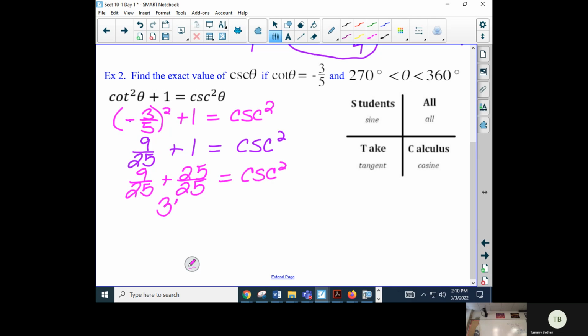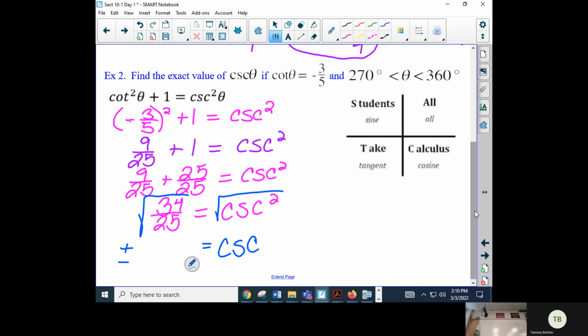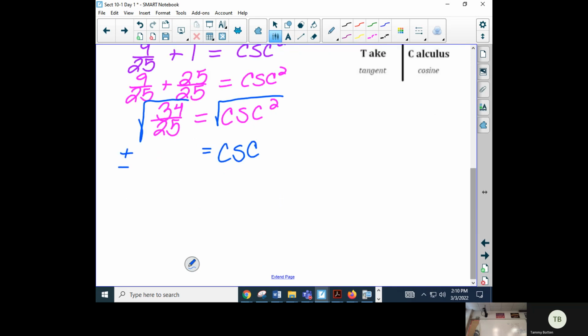So then this is 34/25 equals cosecant squared. Then what would I do to that? Square root. So I'm going to take the square root over here, and I'd get cosecant equals, and you have to remember that it could be plus or minus, okay? Is there a perfect square that goes into 34? Like 4, 9, 16, 25. Do any of those go in there evenly?